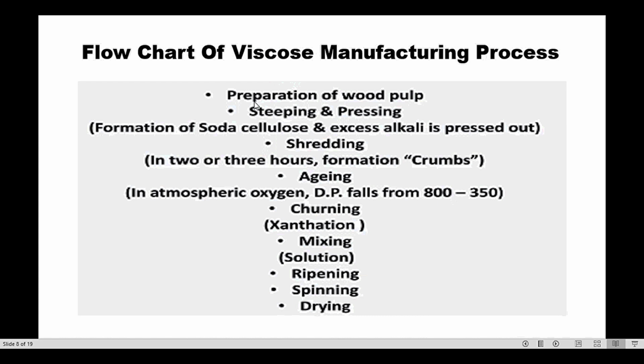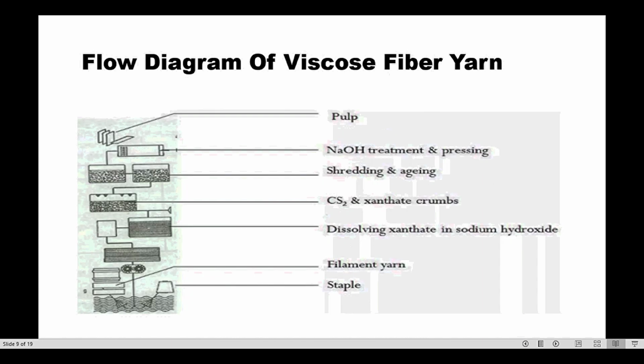Here is just a flow chart. Preparation: wood pulp, steeping, pressing, shredding, aging, churning and mixing, ripening, spinning and drying, as we have discussed in the previous slides. Here you can see the flow chart: wood pulp treatment with sodium hydroxide, shredding and aging, reaction with CS2, dissolving in sodium hydroxide, filament yarn and staple. This is the flow chart with the diagram of the viscose fiber from wood pulp to fiber state.